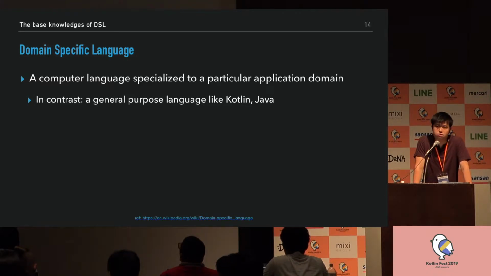First, we should know the general definition of DSL. DSL is a domain-specific language. A domain-specific language is a specialized computer language for a particular application domain. It's really a simple definition. In contrast, there is a general-purpose language like Kotlin and Java.